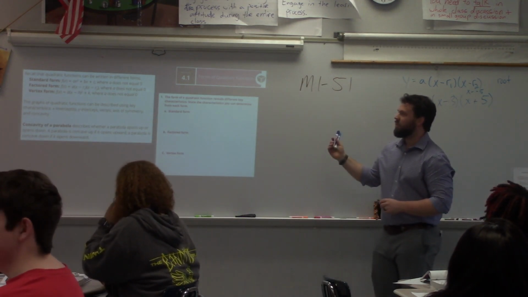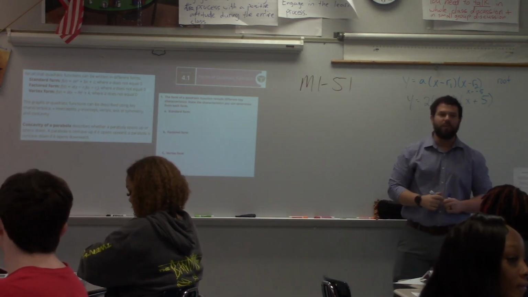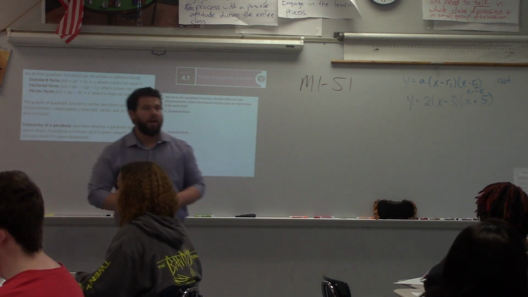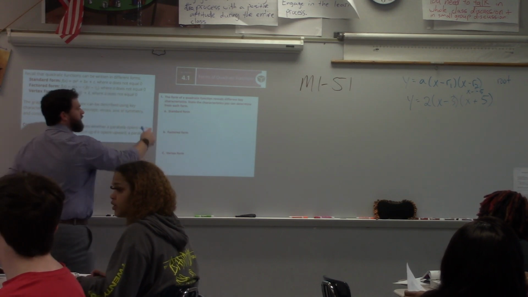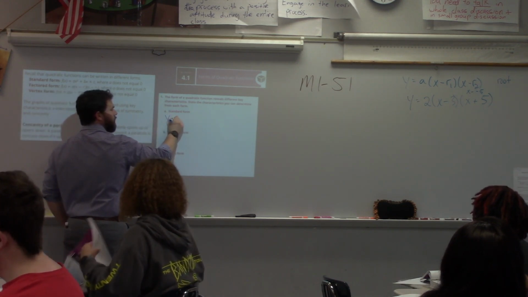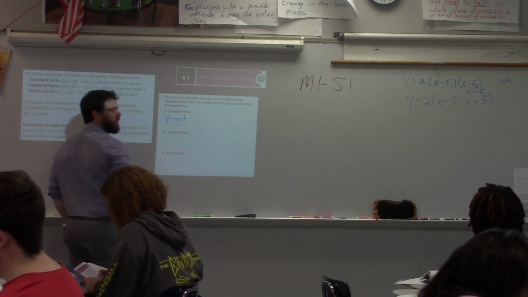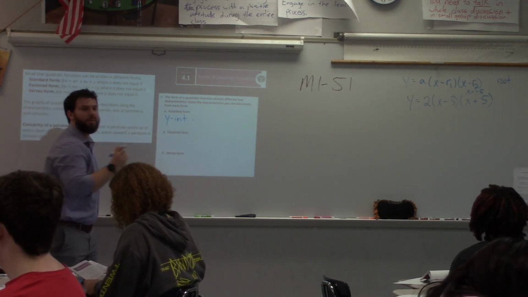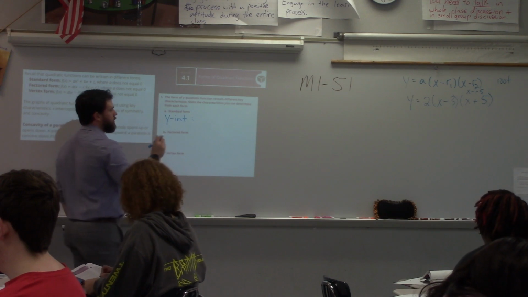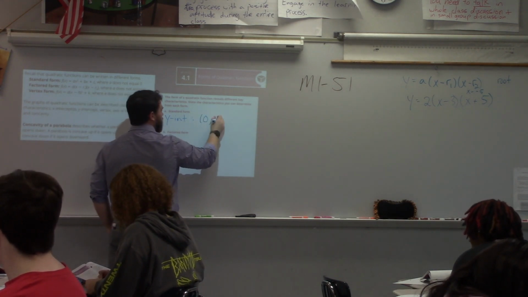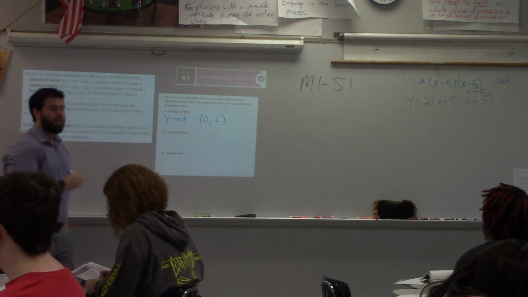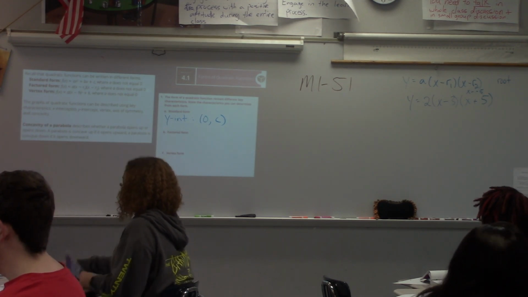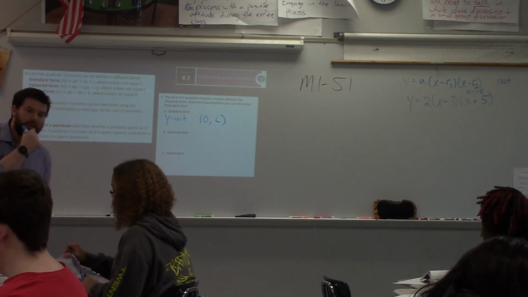Alright, so let's talk about it. Standard form. What features can we see in standard form? The y-intercept. Can we see the y-intercept in standard form? Yeah. What tells us the y-intercept in standard form? C? Specifically, what would we write for that y-intercept? 0, comma C? Yeah. So we want to recognize that that C immediately tells us what the y-intercept is.